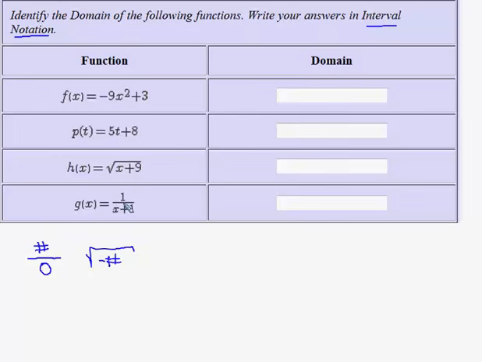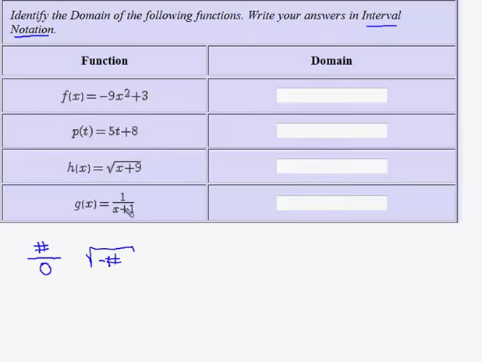With these four functions, you see that there's only one equation that involves taking the square root, and that's this one here. So for the function h, we will have to identify the input value x that makes the number under the radical a negative number. And it turns out there's many x values for which x plus 9 comes out to be negative, and we'll identify those and exclude those x values from the domain.